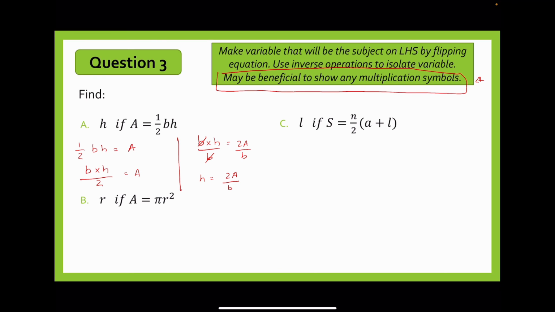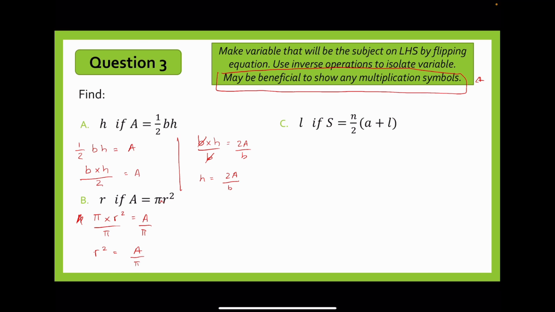For question 3b, you might need to do something very similar. You're trying to solve for the letter r. Notice that r is on the right hand side. So let's flip the equation. So it becomes pi times r squared is equal to A. Remember that the sign in between is a multiplication. We're trying to solve for r. So let's get rid of the pi symbol by dividing both sides by pi. Therefore you're left with r squared is equal to A divided by pi.